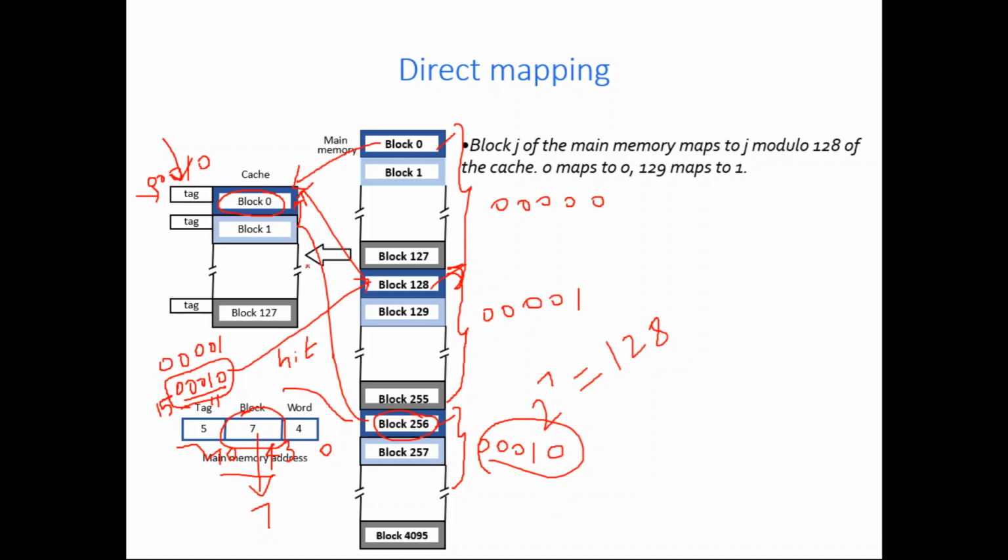But assume that what you have in the cache is block 256, that is, its tag value is 00010. Now will it be a cache hit or miss? It will be a miss, because this is the one you want, but the tag is not matching, so it will be a cache miss. Then it will fetch from the main memory and it may replace or whatever it may be, right? So this is what I wanted to say.